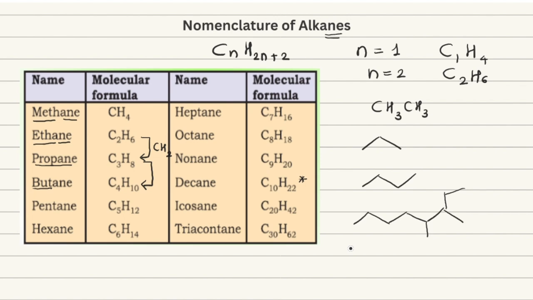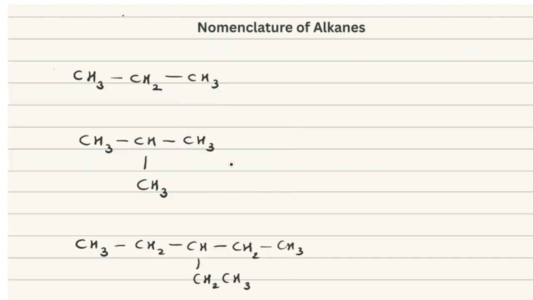So let's start. I have taken 3 molecules to explain the rules of nomenclature of alkanes. For a given molecule, always identify the parent chain. That is the first rule. Find the longest continuous carbon chain in the molecule and consider it as the parent chain. Here there are 3 carbons. Therefore, this will be propane because there are no branches.